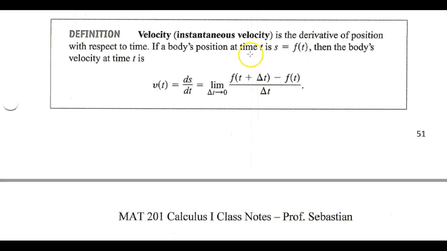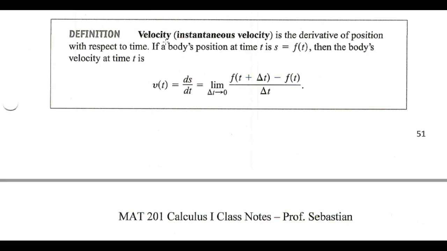Now, the velocity is the instantaneous rate of change of your position, right? You take a snapshot of the car driving down the road, boom, it's instantaneously going a certain velocity. The only difference between velocity and speed is that velocity will have a sign associated with it. So positive velocity would mean that I'm increasing my S, right? I'm increasing my position.